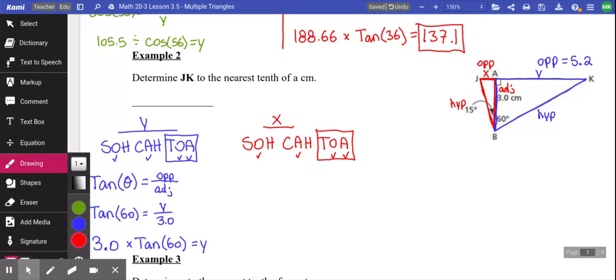For this question, I labeled it. I wrote out SOH CAH TOA. I put a check mark under A because I knew my adjacent was 3. And I put a check mark under O because I want to find my opposite, which gave me TOA. I'll write out the formula for you, and then I want you to try to fill in the formula and make the final calculation.